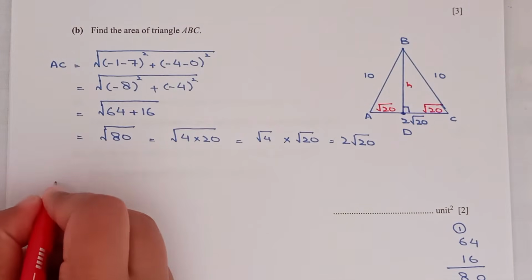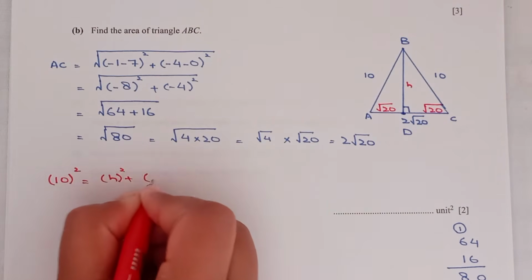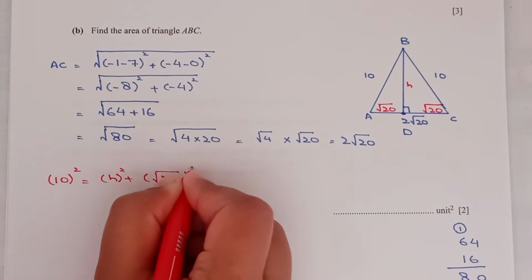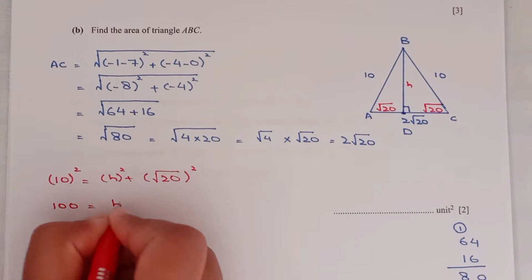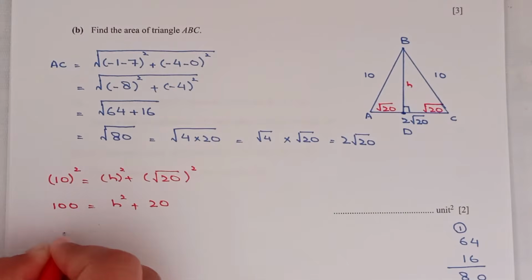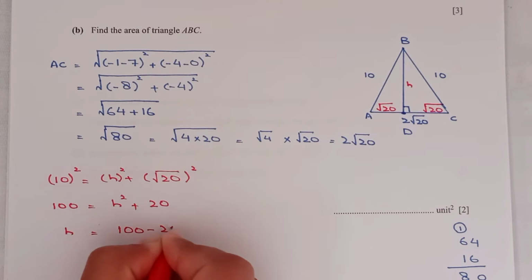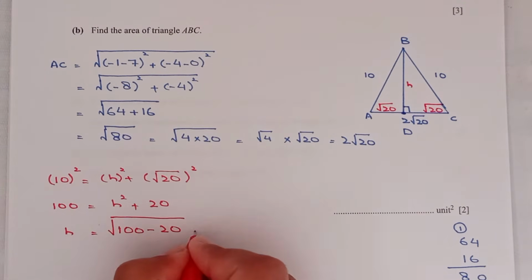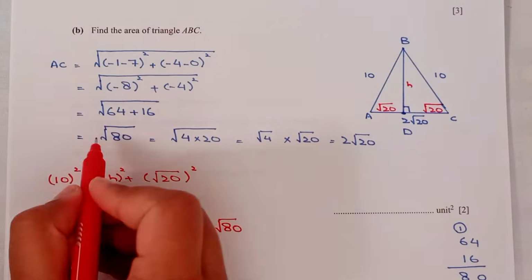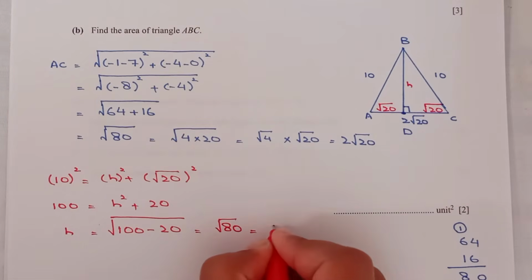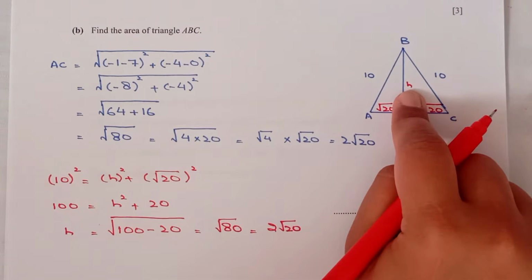The hypotenuse squared, 10 squared, equals the height squared plus the square root of 20 squared. Now 10 squared is 100. This equals h squared plus 20. So h equals the square root of 100 minus 20, which is again the square root of 80. And we know that the square root of 80 is 2 square root of 20. So the value of h is 2 square root of 20.